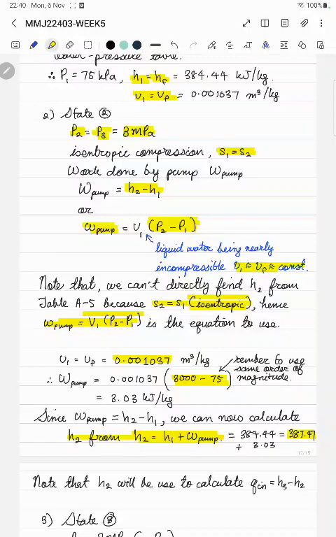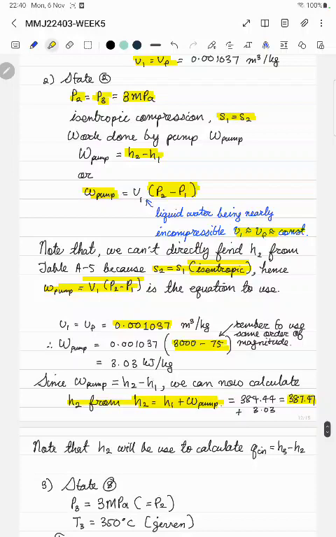Here we get the work of the pump as 3.03 kilojoules per kilogram, and from there we can calculate H2 from the first equation. From this equation, we can calculate the work of the pump, and then we can calculate H2 by using the work of the pump plus the enthalpy H1. So we get H2 here, which is 387.47 kilojoules per kilogram.